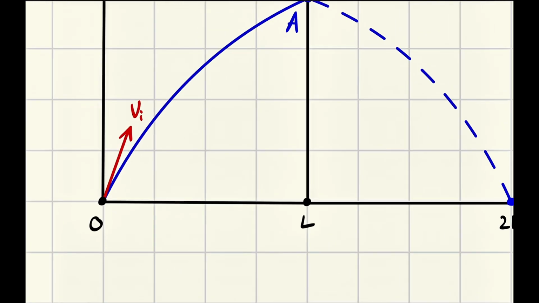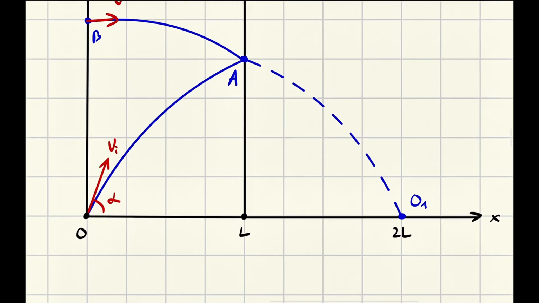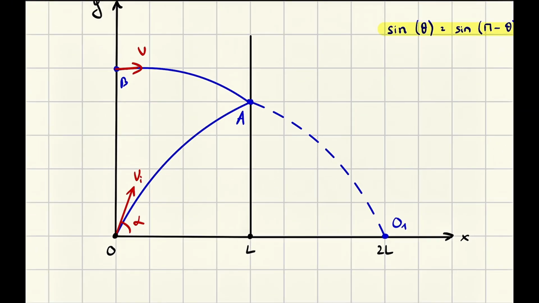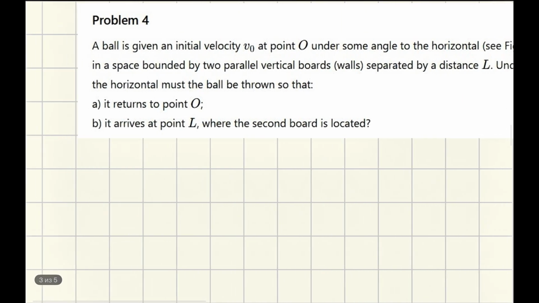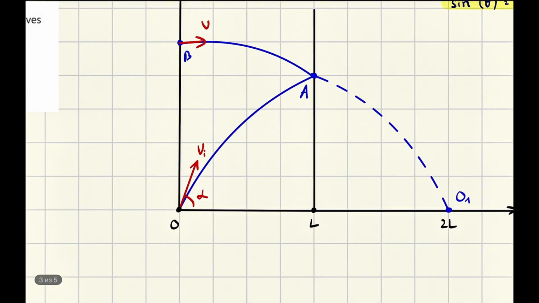This would be our angle alpha. Our ball is thrown to the wall and it bounces several times. We don't know how many, and at the end our result must be something like this. If we work on option A, it must return to this point O. If we work on option B, it must return to point L.